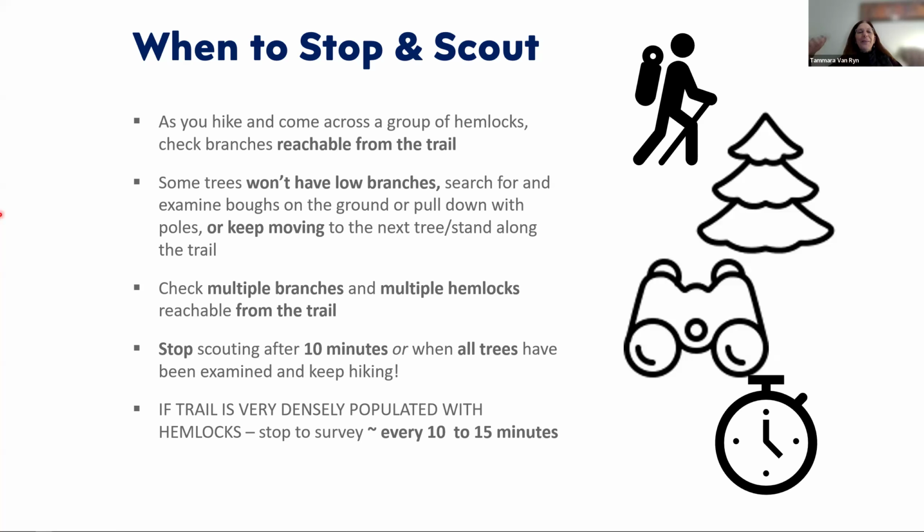Sometimes the branches aren't low enough. And as I said, there's another use for those poles. You can stick your pole up there and try and pull a branch down so that you can see the underside of it and you can see if it's got that adelgid on there. So you want to check multiple branches, and you just want to check the hemlocks that are reachable from that place on the trail.